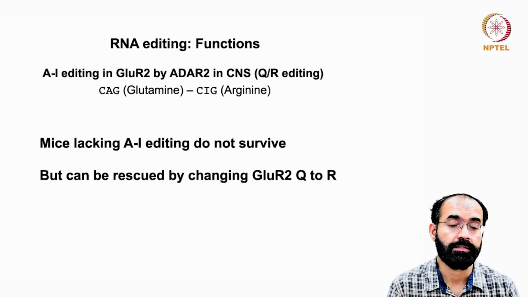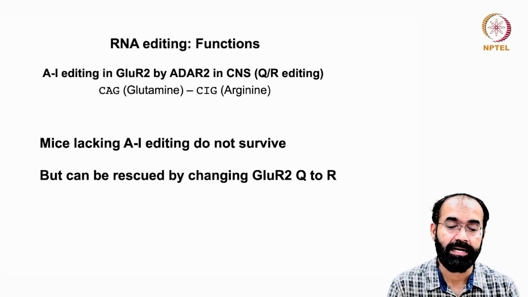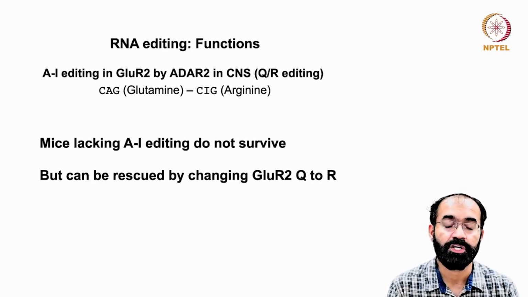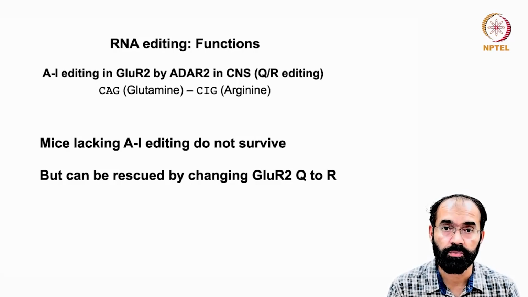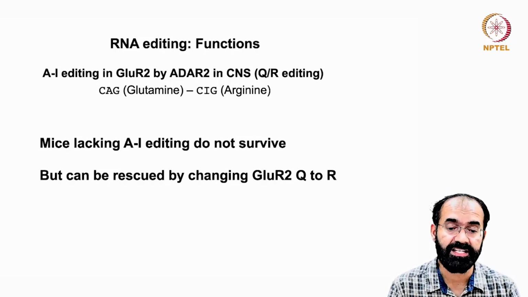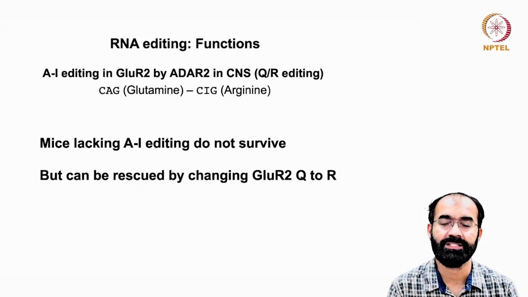But you may wonder how you can think that ADAR2 is doing only this function. Maybe it is doing 10 other functions. Of course, it might be doing 10 other functions, but none are as important as this Q to R editing. Other functions may be compromised because ADAR2 is lacking, but the moment you complement the animal, that is called a rescue experiment, complement this GLUR2 with arginine containing version of the gene, then the organism is able to survive.